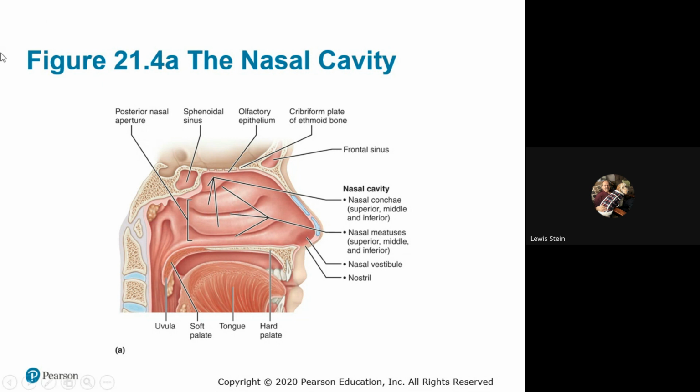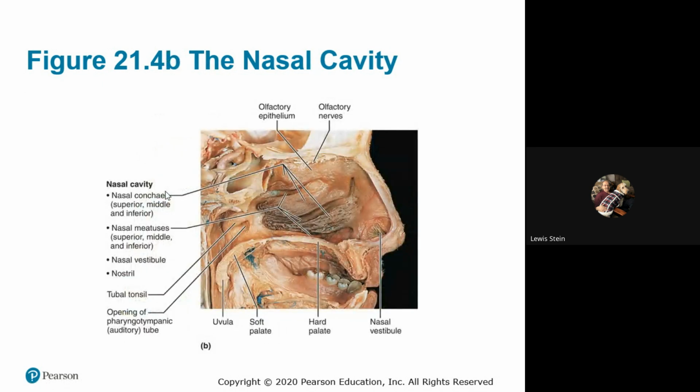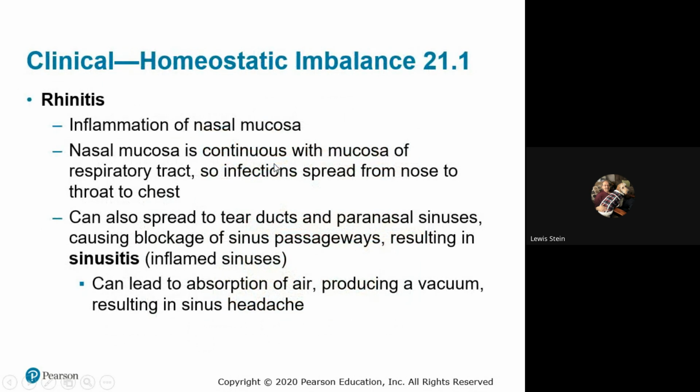Moving on. So, this is the big opening. That is the opening for the eustachian tube or pharyngotympanic tube that works its way up. That's there. You don't get a lot out of that. Inflammation of the nasal area, they call rhinitis. Sometimes you'll see that as a diagnosis if you go to the doctor.